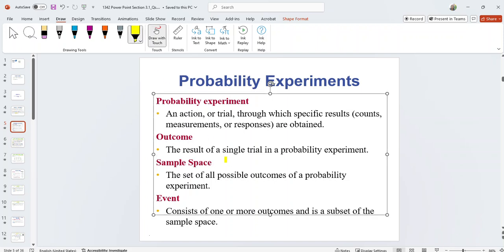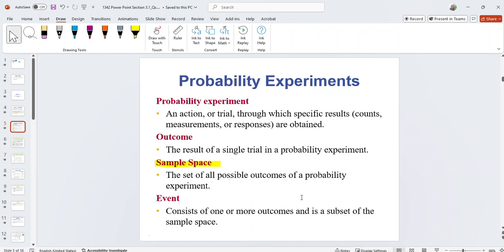Okay, what does sample space mean? That is a terminology in statistics. Basically, the sample space is the set of all the possible outcomes of the probability experiment. So for example, if you toss a penny, you will get a head or a tail. This head and tail is called your sample space. So I have two outcomes in here, so my sample space is equal to 2, can be head or tail.